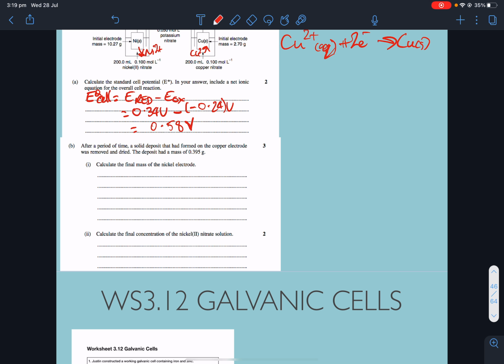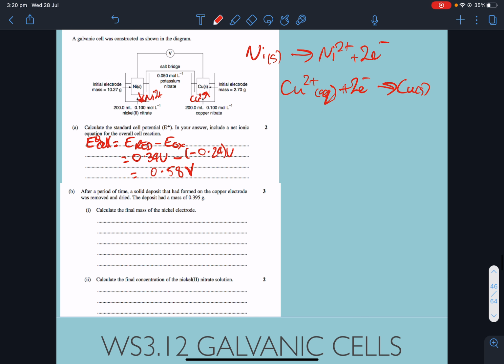Don't need my calculator for that. Watch me do an error and make a fool of myself. So 0.58 volts. Include a net ionic equation for the overall reaction. Oh, well, I've almost got it here. Luckily, I went back and read the equation. 2 electrons being given and 2 taken, so we don't need to multiply. Nickel solid plus copper 2 plus going to nickel 2 plus plus copper solid. All right. We've calculated the cell potential, and we're including a net ionic for the overall reaction.